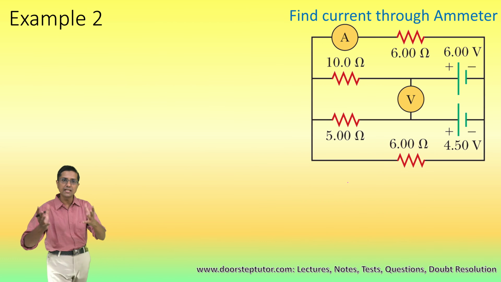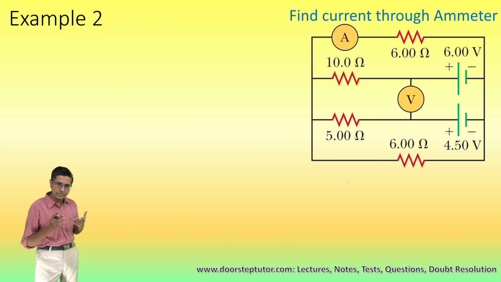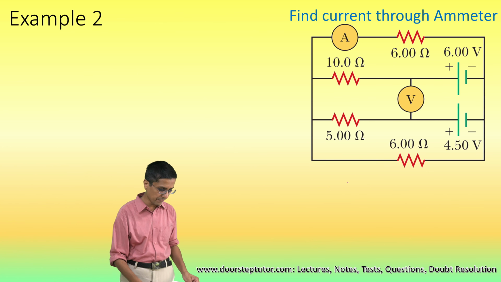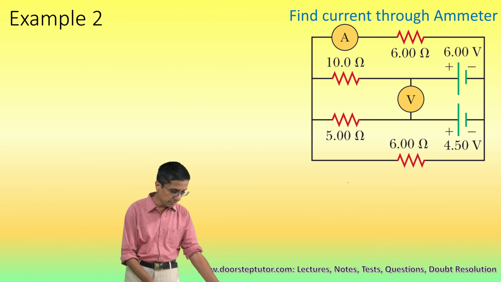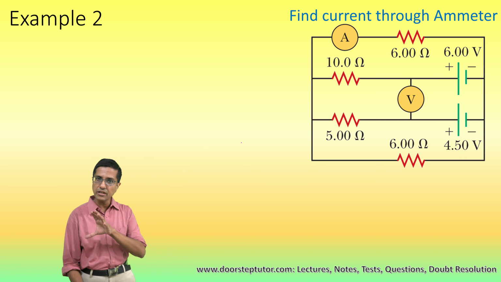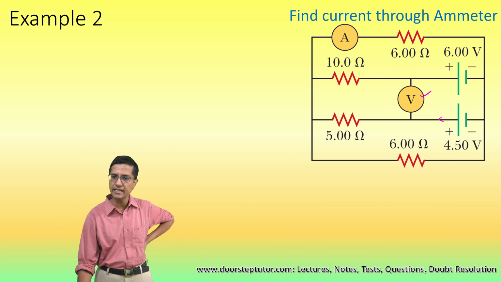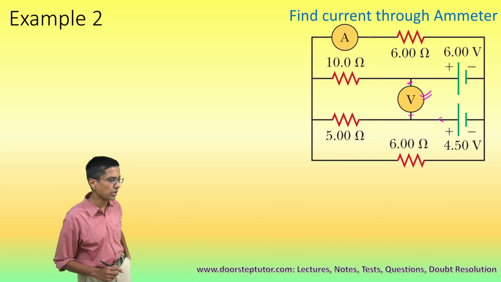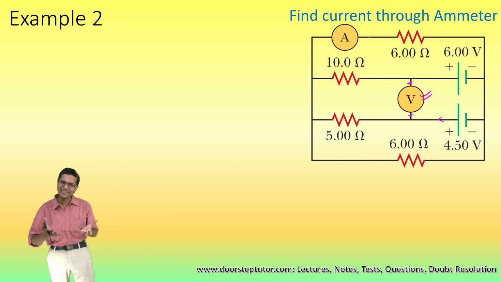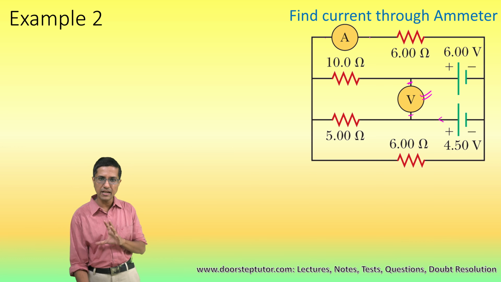So here is another example that we'll try to solve, and of course this one might look very complicated, but if we use the mesh analysis correctly, this will turn out to be very simple. The first thing you notice in this problem is that the voltmeter is an ideal voltmeter, so no current flows here. So this branch is devoid of any current. Similarly, this ammeter is an ideal ammeter, so it does not have any resistance. So those two things are given.